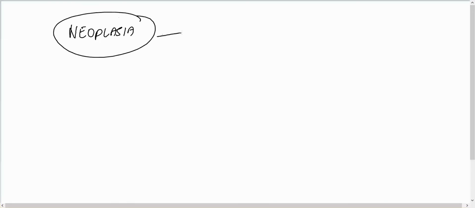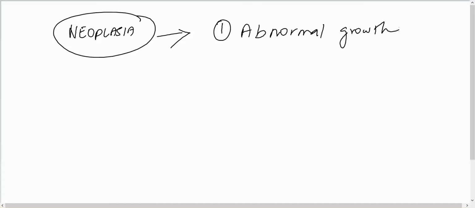The neoplasia means it is an abnormal growth. The first point you should understand is that it is abnormal growth. Second, it will not match and will not be coordinated with the normal growth; it is completely uncoordinated.